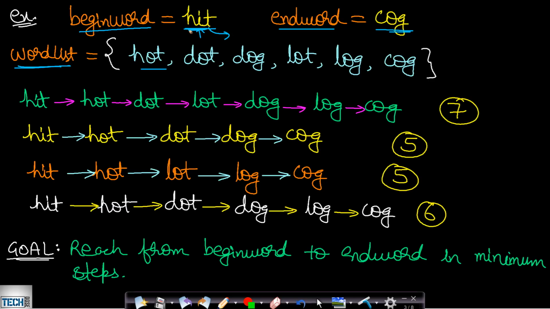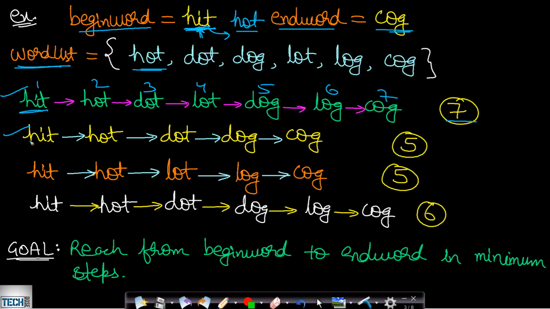Okay, so let us assume that from this hit you can just change this I to O and it will become hot, and hot should be present in this word list and this is present here. So like this you want to convert this hit to cog, and you should do it in minimum number of steps. So one such possible transformation is from hit you can go to hot, hot to dot, dot to lot, then dog, log, cog. So here there are 7 possible words which are included in this path. So this first word is also counted. You can see this is 1, 2, 3, 4, 5, 6 and 7.